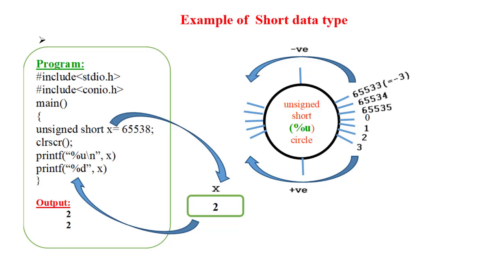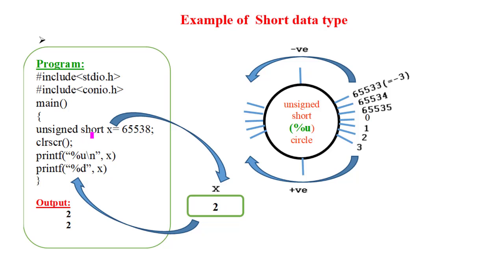Coming to another example related with short integer type of data. Say x is the variable which is defined as unsigned short and the value is 65,538. What will we get as output? Say two types of output I want to see here. One output is specified by %u, another output is specified by %d. %u is the format specifier for unsigned short type of integer data. %d is the format specifier for signed short type of integer data. What will be the output?